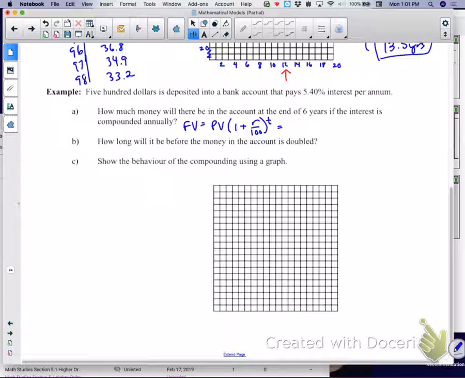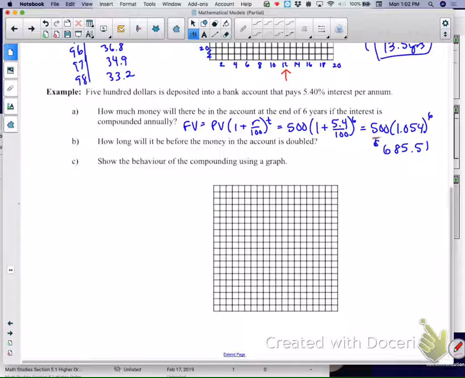So that's going to be my present value is $500. 1 plus 5.4 over 100 to the 6th power. Well, that's really actually 500 times 1.054 to the 6th power. And that gives me $685.51.